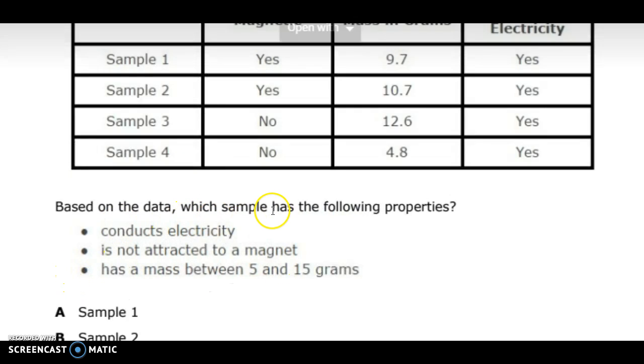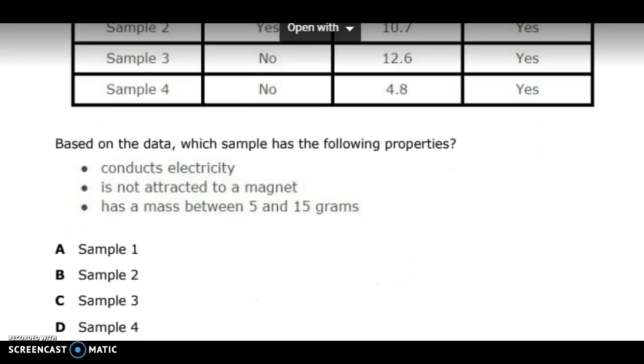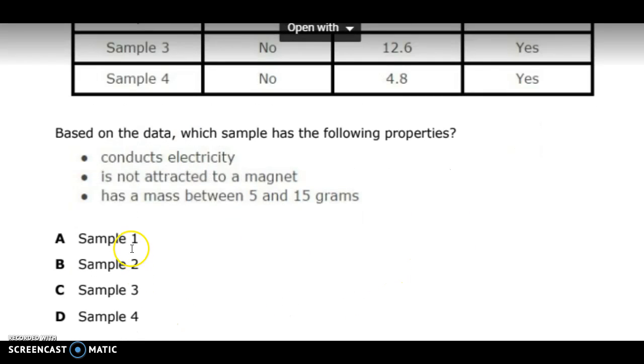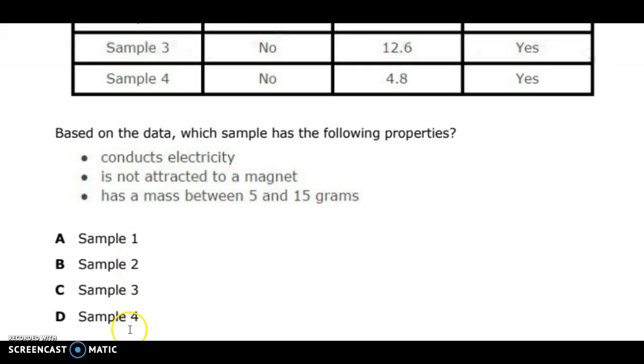Based on the data, which sample has the following properties? Conducts electricity, is not attracted to a magnet, has a mass between 5 and 15 grams. Sample 1, 2, 3, 4.